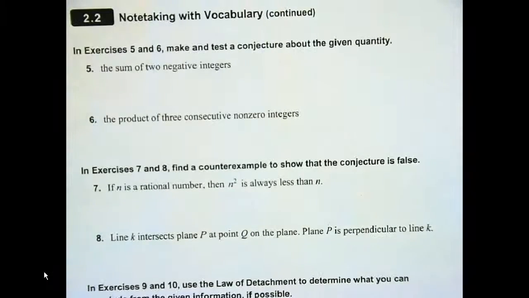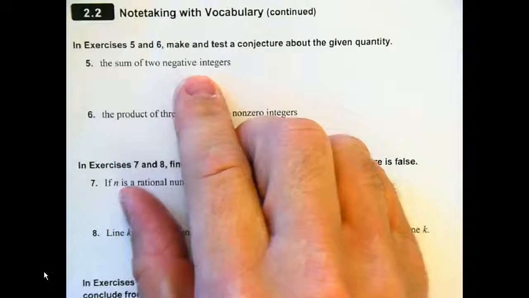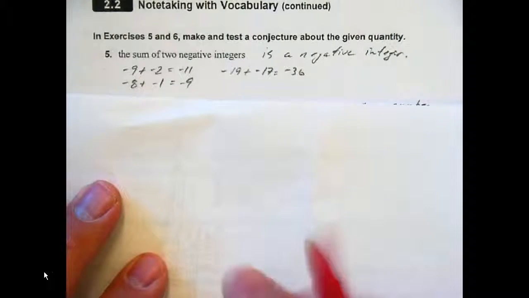Make and test a conjecture about the given quantity. So the sum of 2 negative integers. What is the sum of 2 negative integers? Is it a negative? How many of you came up with a conjecture? So it's saying, hey, the sum of 2 negative integers, you got to give an answer. Well, what is that? Some of you are saying it's a negative integer. That's what I came up with. Very true. And then we test it.